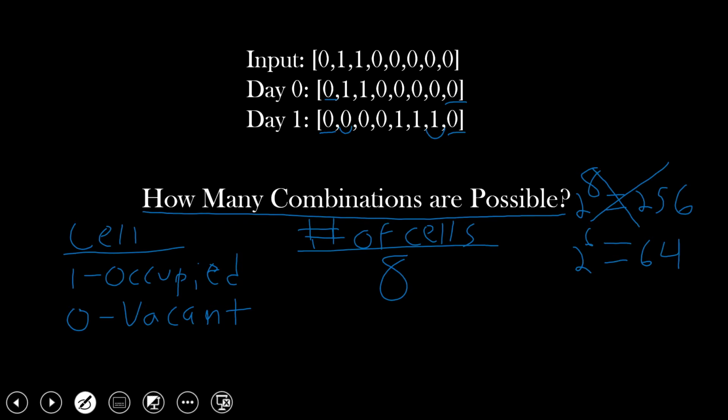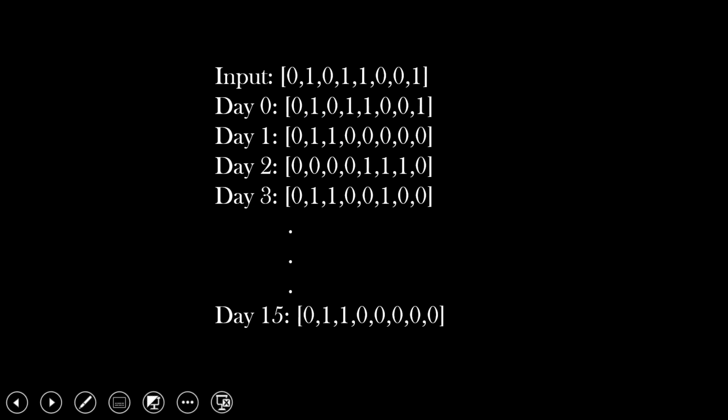Even this number is a little misleading, because of our rule that if you're in between 2 cells that are the same, you become occupied, otherwise you become vacant. Because of that rule, there's actually a lot fewer combinations than this 64. That's a very important insight. So if we're given some input, I actually don't really care what the input is. It can be anything.